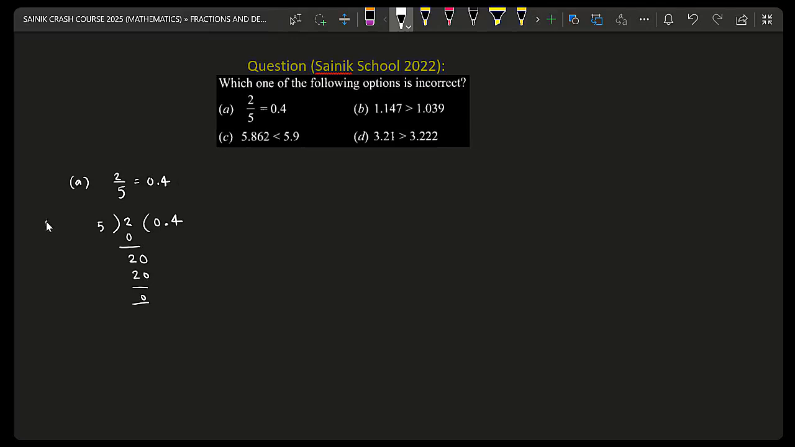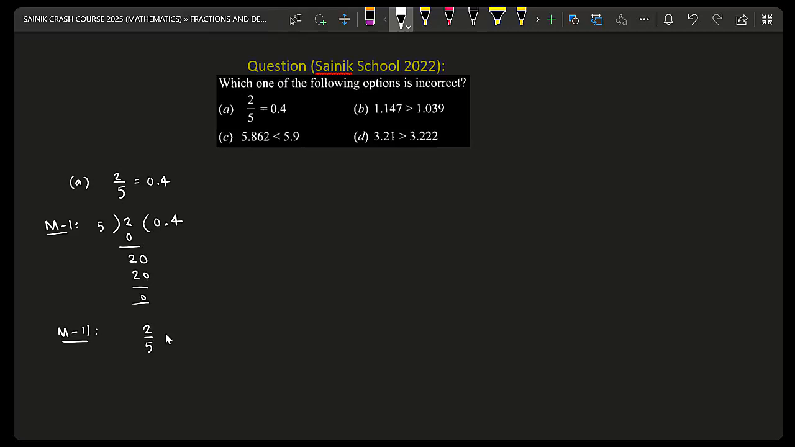Can you say any other method for this? I did it in this method, no? Can you say any other method? Method number 2. Just now I told you 10 minutes before. 2 by 5 is there, no? What is the denominator? Denominator 5. Can you convert this 5 into a power of 10? Can you convert 5 as 10?